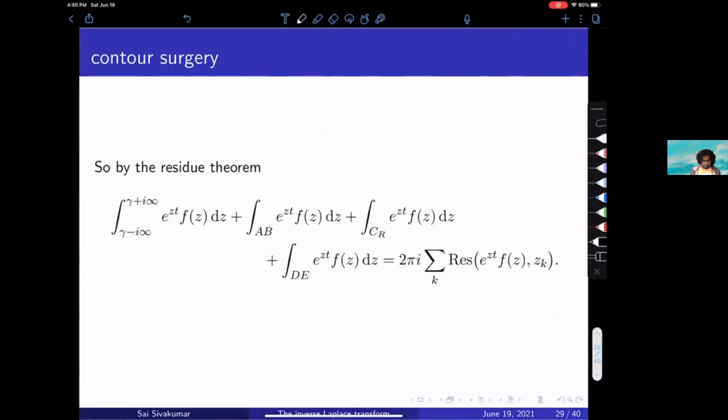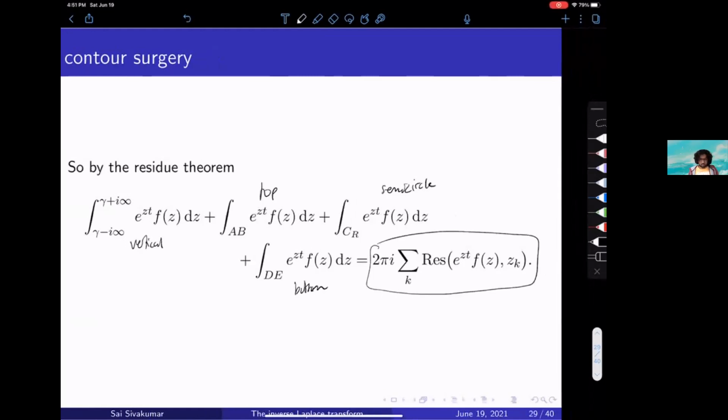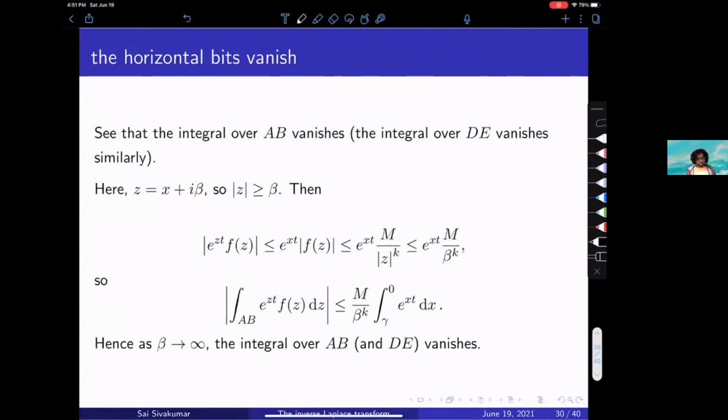So right, again, by the residue theorem, this is the vertical bit, this is the top, this is the semicircle, this is the bottom part, and so then you get 2 pi i times the sum of the residues to the left. However many there are, just sum them up. Now for the horizontal bits to vanish: AB, did I do this again where I didn't label them? Whatever, AB and DE are the horizontal bits.